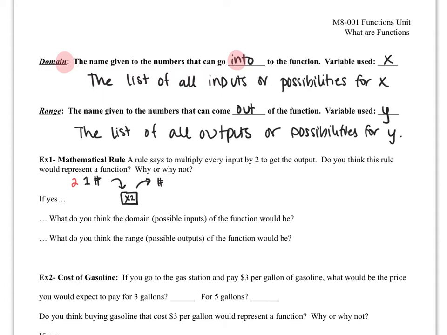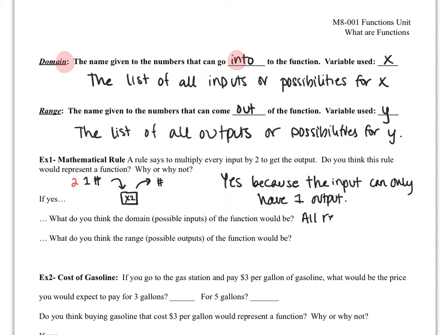So yes, I think it's a function because the input can only have one output. No matter what my number is, if I were to multiply it by 2, there's only going to be one possible answer. So my domain is any numbers that I could take and put into the box and multiply by 2. I could multiply any number in the world. So my inputs in this case would be all real numbers.